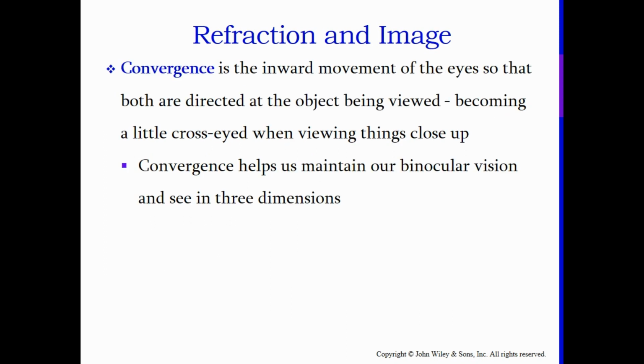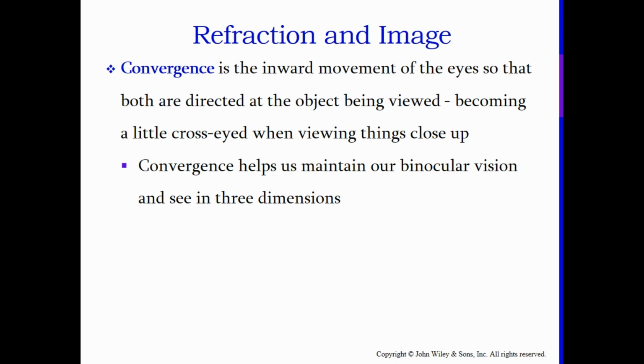Convergence is the inward movement of the eyes so that both are directed at the object being viewed. So the closer something is to your face, your eyes will both move medially to focus on that object. When you look at something far away, both eyes are pointing straight ahead. And once they're both parallel, you can't get them to go in opposite directions.